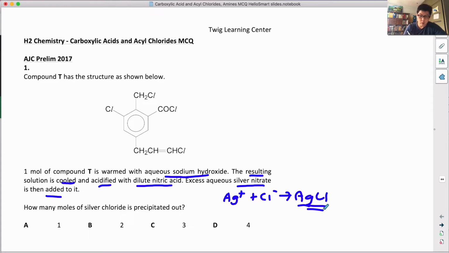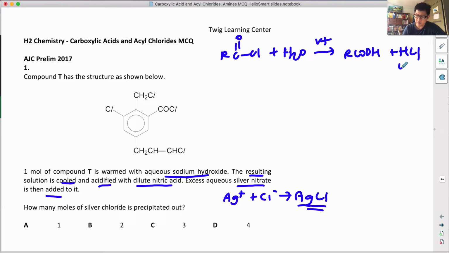Generally you need to know a few things. Acyl chloride will react with just water, just with water at room temperature, and you get RCOOH and HCl. And this HCl will dissolve in water, and you form Cl- aqueous ions. Okay, let's look at the next one.